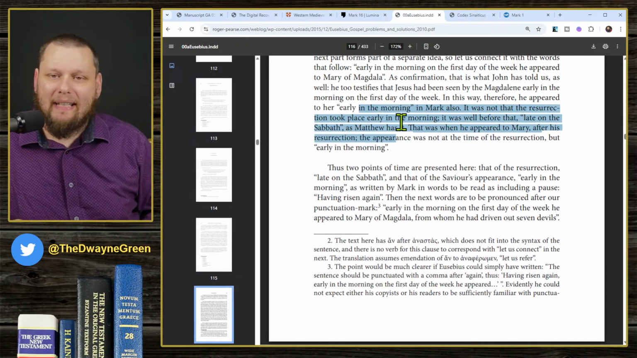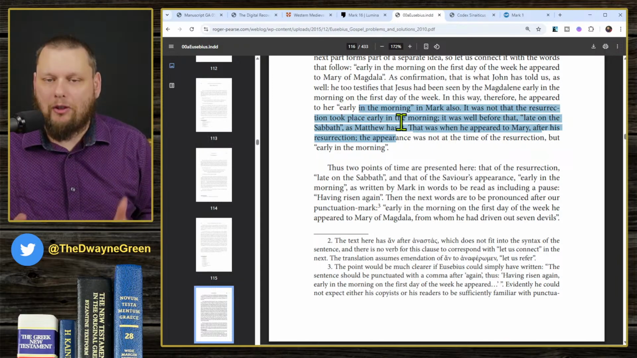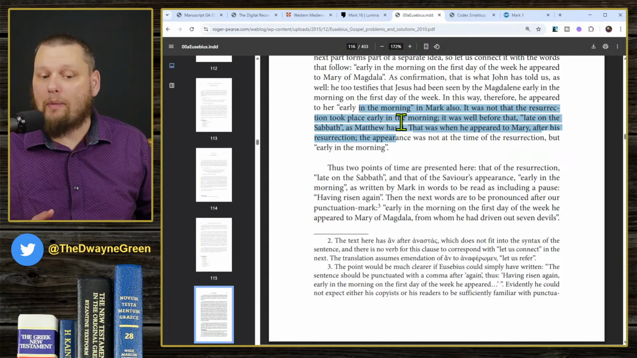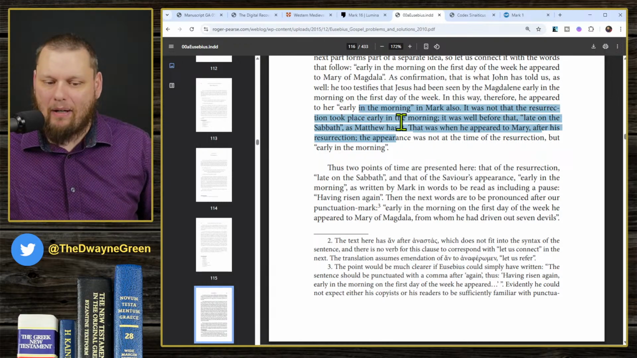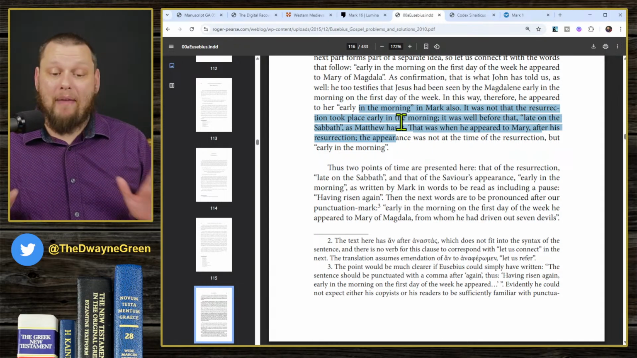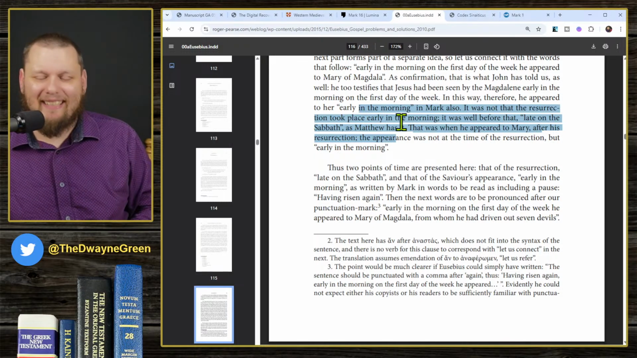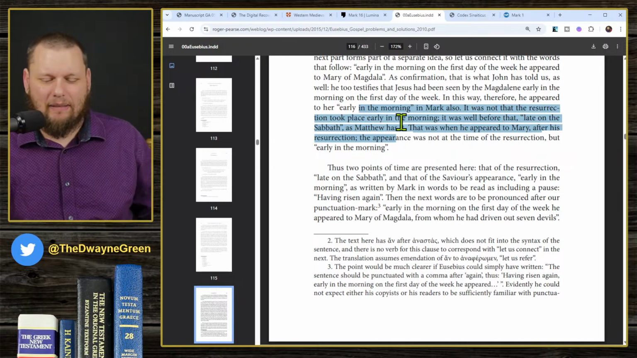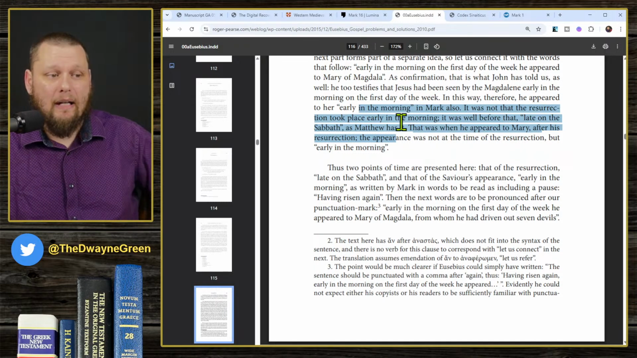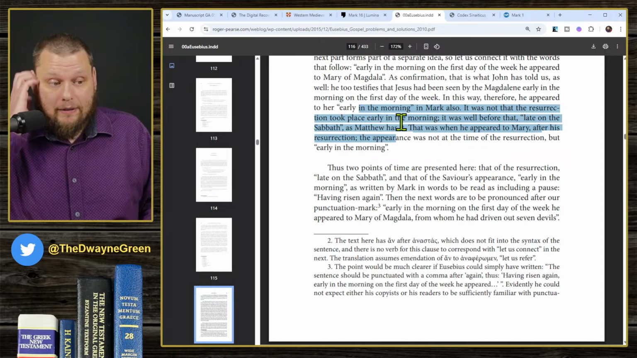So what he's doing is he's breaking the phrase in two and punctuating it so that the resurrection happens late on the Sabbath, but they go and meet Mary early in the morning. Given how John tends to go with that, it makes sense of both John and Matthew, and it pulls them all together. That's probably right.